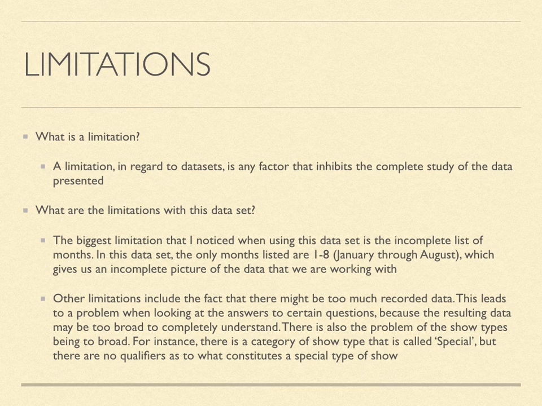Other limitations with this data include the fact that there might be too much recorded data. This can become a problem when looking at the answers to certain questions because if there's too much data, then the question may not be able to be clearly understood. There's also the problem of the category of show type being too broad. For instance, under show type, there is a category labeled special, but we are never given the terms that qualify this show as special.